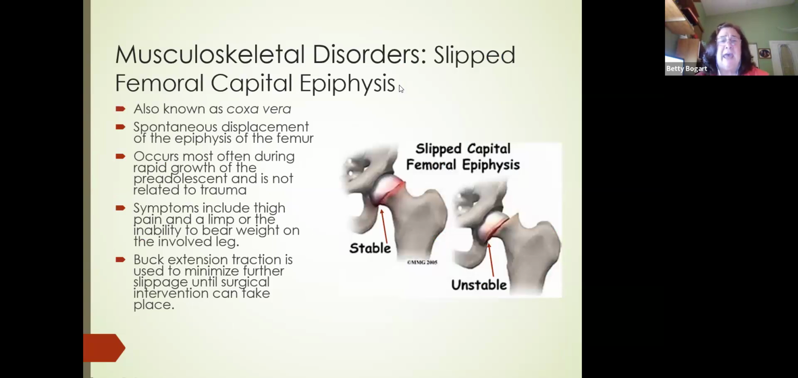Now, slipped capital femoral epiphysis. It's also called coxa vara. And you can see you've got this hip bone, you've got the femoral bone and the head, and it goes in, and all of a sudden, a piece of it moves. Many times, this is when adolescents have that big growth spurt at the beginning of adolescence. And what we'll see is these children all of a sudden will complain of pain or start limping, or they can't put their foot down and they can't bear weight.